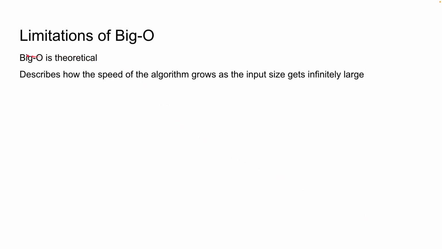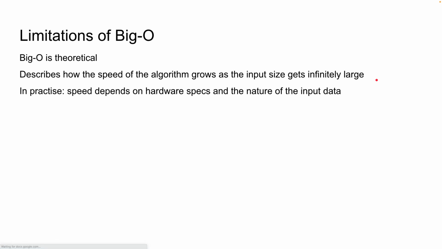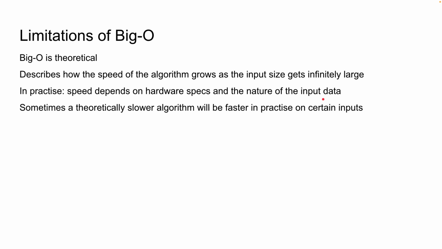Now, let's talk about some limitations of big O. Big O is theoretical. It describes how the speed of the algorithm grows as the input size gets infinitely large. In practice, speed depends on things like your hardware specs and the nature of the input data, like whether there are any patterns in your data and the average size of your data. Sometimes a theoretically slower algorithm will be faster in practice for certain inputs.